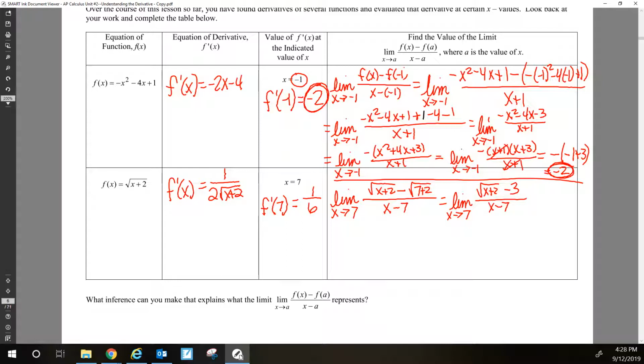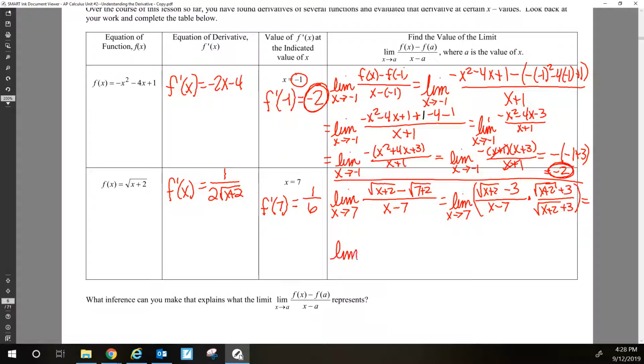Can I put in that positive 7? No, right. I get a 0 in the denominator. That's no good. So what are we going to have to do? You guess, we've got a square root there. We're going to multiply by the conjugate. Square root of x plus 2 plus 3 over, not over x minus 7, it's over the square root of x plus 2 plus 3.